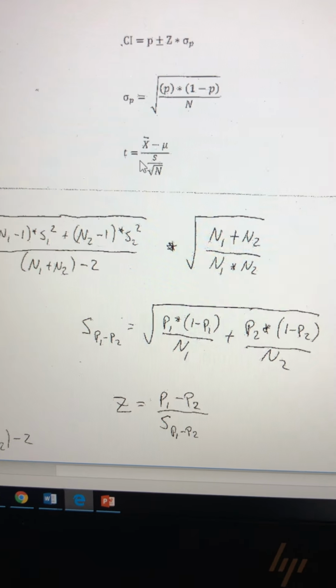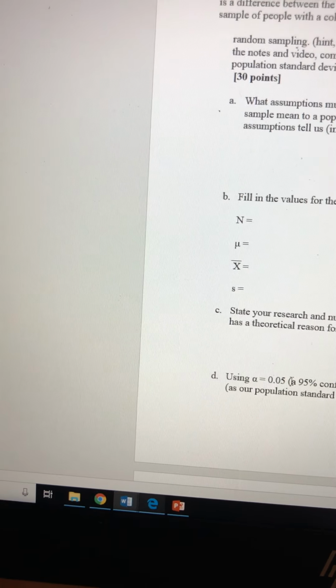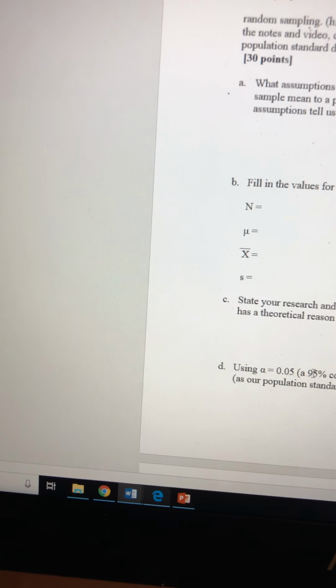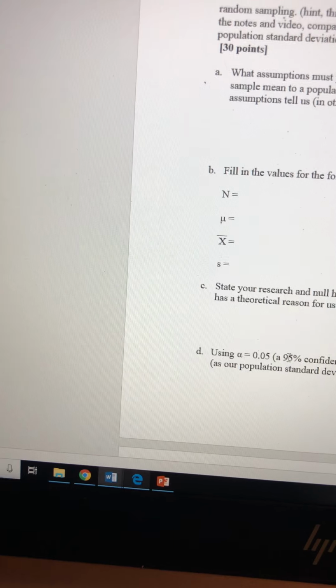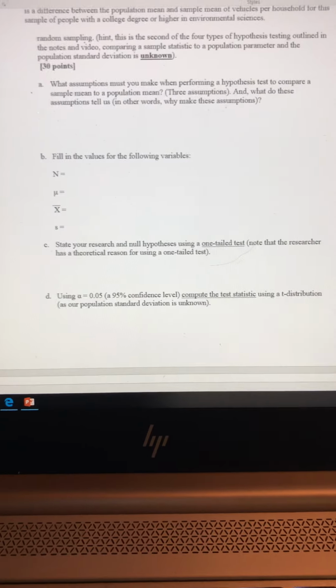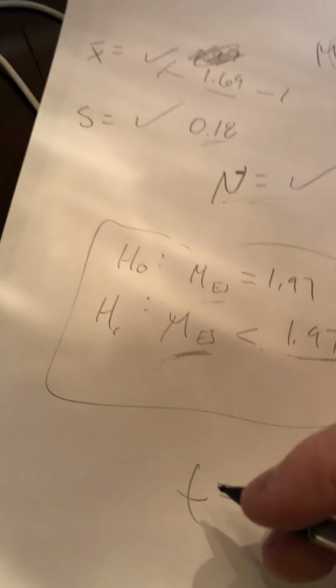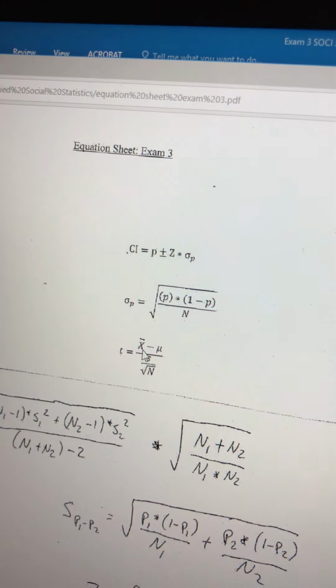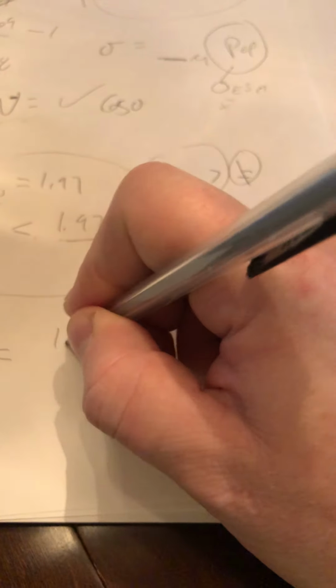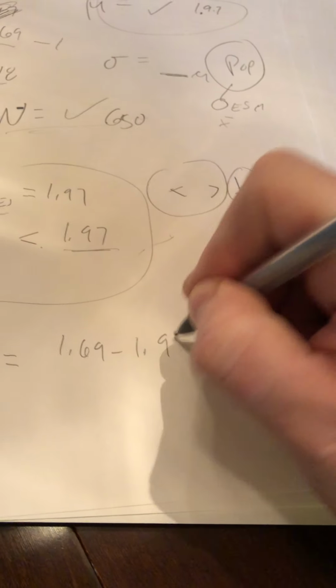Here's your equation. So we're using an alpha equals 0.05, so we can look up our critical value using that in the book. But we have to first compute the test statistic, and that's just this equation here. So we're going to calculate T, which is equal to the sample mean minus the population mean. That's just going to be 1.69 minus 1.97, divided by the standard deviation, 0.18, over the square root of n, which is 650. And I'll let you work that out.